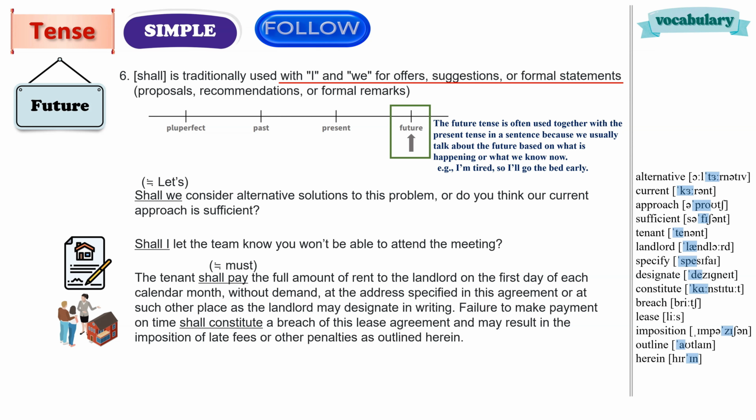The tenant shall pay the full amount of rent to the landlord on the first day of each calendar month, without demand, at the address specified in this agreement or at such other place as the landlord may designate in writing. Failure to make payment on time shall constitute a breach of this lease agreement and may result in the imposition of late fees or other penalties as outlined herein.